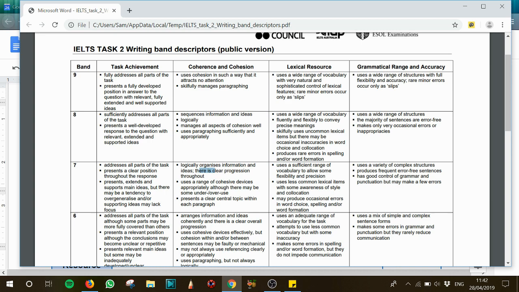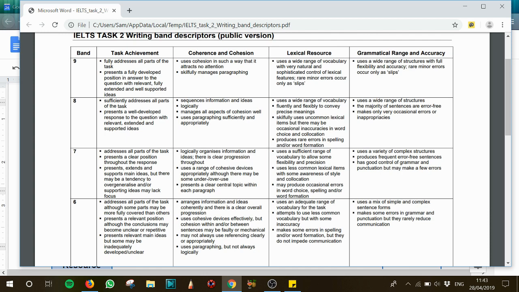So, "logically organizes information and ideas. There is a clear progression throughout." We said that there is some organization, but it's not really logical. Let's have a look at the band 6 criteria for this, because I don't think we've got this clear progression throughout. So, "arranges information and ideas coherently, and there is a clear overall progression." I think this is true. The ideas and information are arranged coherently, so we have similar information together in paragraphs, and a clear overall progression. Yes, we do have that.